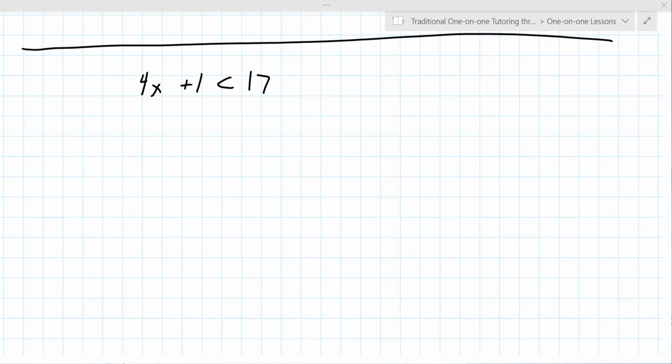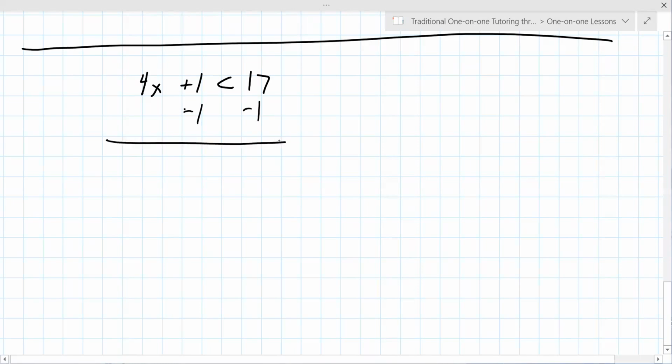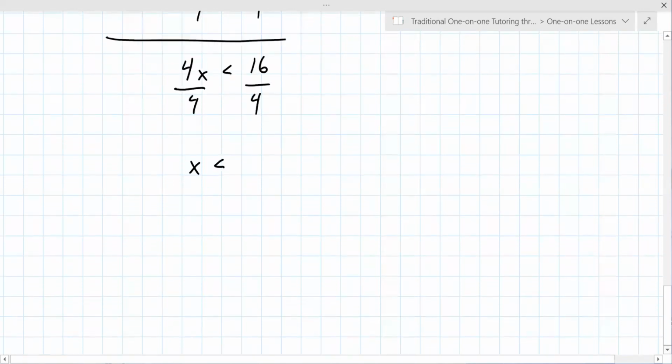Okay, so let's subtract 1 from both sides. So this is 4x less than what number here? What is 17 minus 1? 16. Yes, 16. And then divide both sides by 4. So x is less than what number? 4. Very good. Okay, so now we're going to go to our number line here.